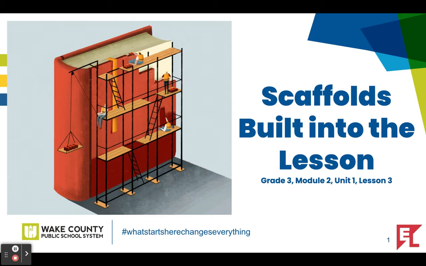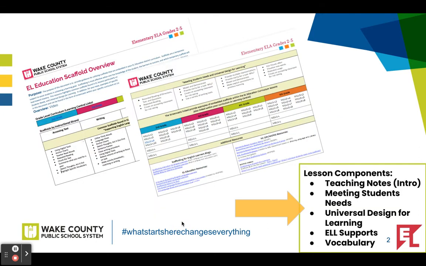Throughout this learning opportunity, we'll focus on examples of scaffolds that already exist within EL Education lessons using Lesson 3 from Grade 3, Module 2, Unit 1. An EL Education Scaffold Overview document for elementary ELA grades 2 through 5 can be found in Learning Central under the appendix within each grade level module and in the teacher planning tools for your grade level curriculum. Please refer to this document for additional supports as you plan.